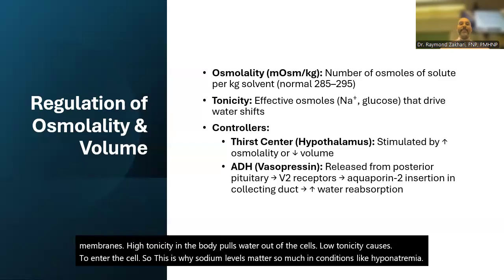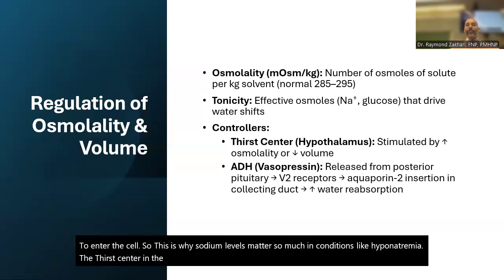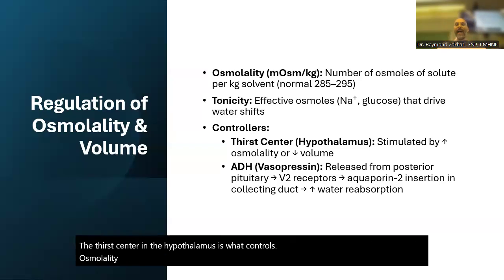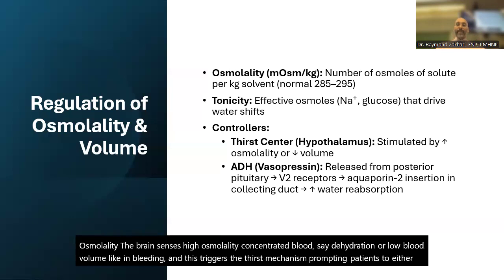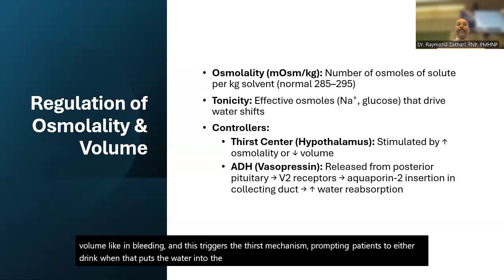The thirst center in the hypothalamus is what controls osmolality. The brain senses high osmolality, concentrated blood, say in dehydration, or low blood volume, like in bleeding. And this triggers the thirst mechanism, prompting patients to drink, which puts water into the system.